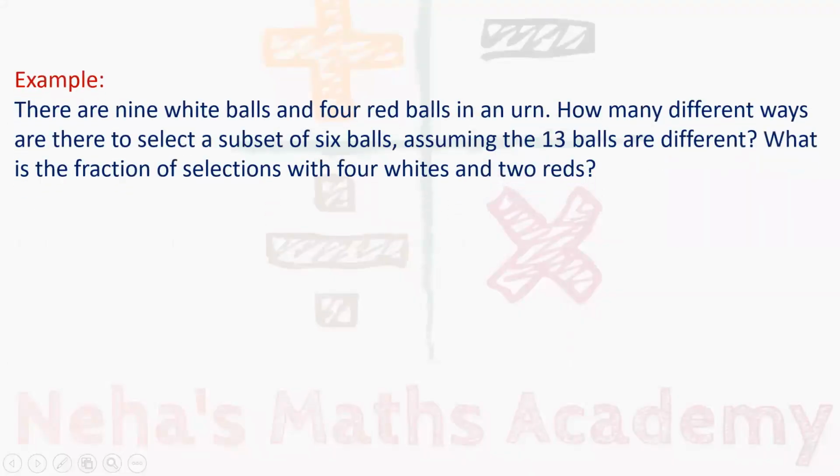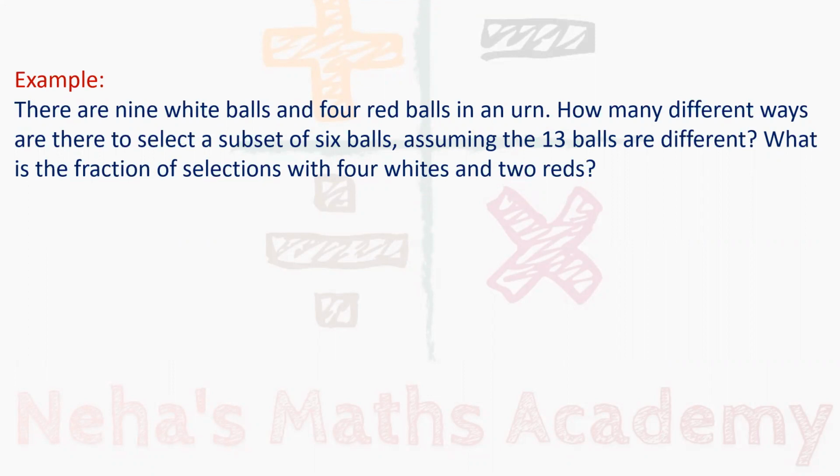First example: there are 9 white balls and 4 red balls in an urn. How many different ways are there to select a subset of 6 balls, assuming all the 13 balls are different? And the second question is, what is the fraction of selections with 4 whites and 2 reds?